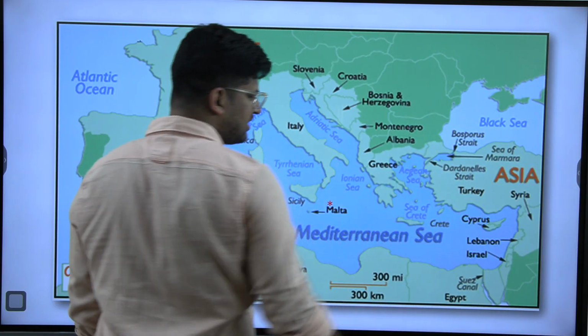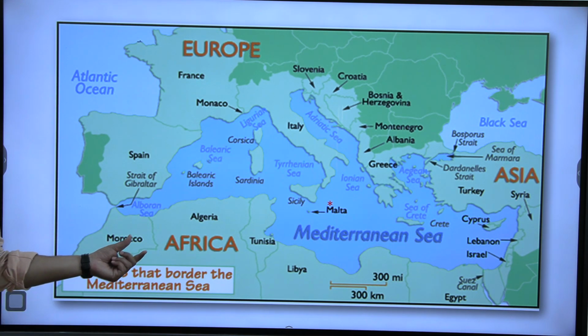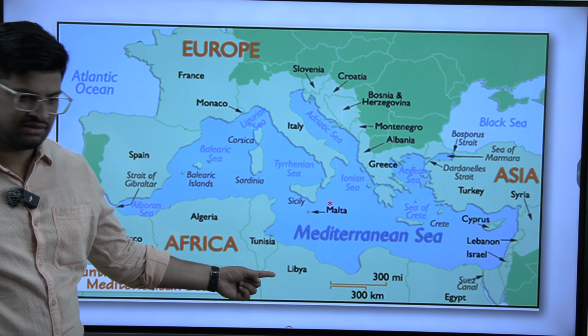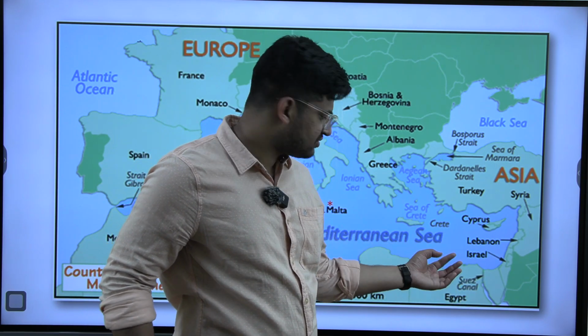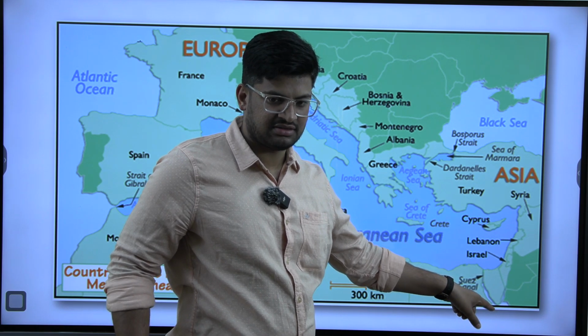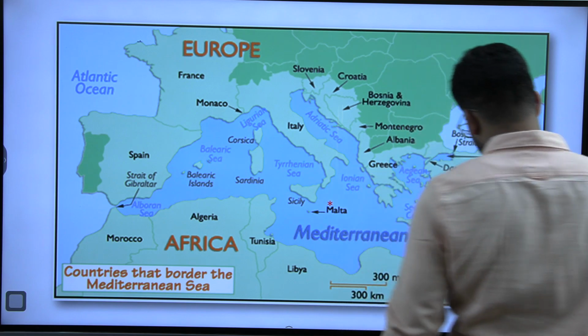And the Mediterranean Sea countries are also important. The boundaries of the Mediterranean Sea: in Africa, Morocco, Algeria, Tunisia, Libya, Egypt. And can you see the Suez Canal? The Suez Canal connects the Mediterranean Sea and which sea? Red Sea. Mediterranean, Suez Canal. Okay, and a very important place here.